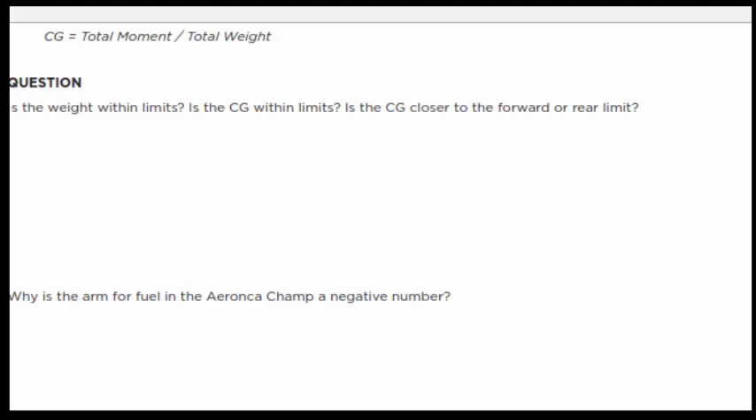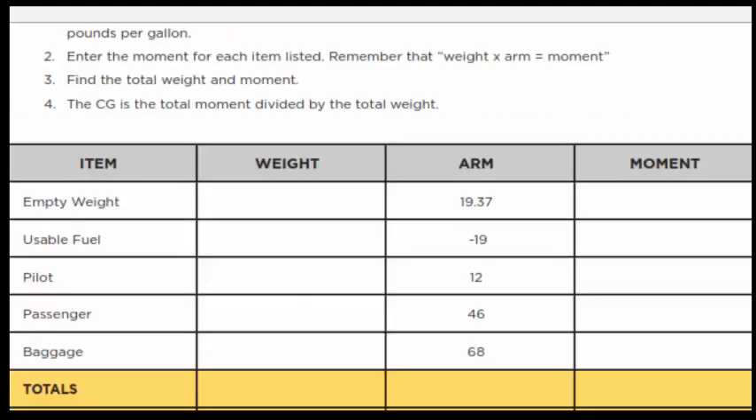So now, why is the arm for the fuel a negative number? Because it's in front of the datum, right? Hopefully remember that. And we are not going to worry about the graphing one right now.